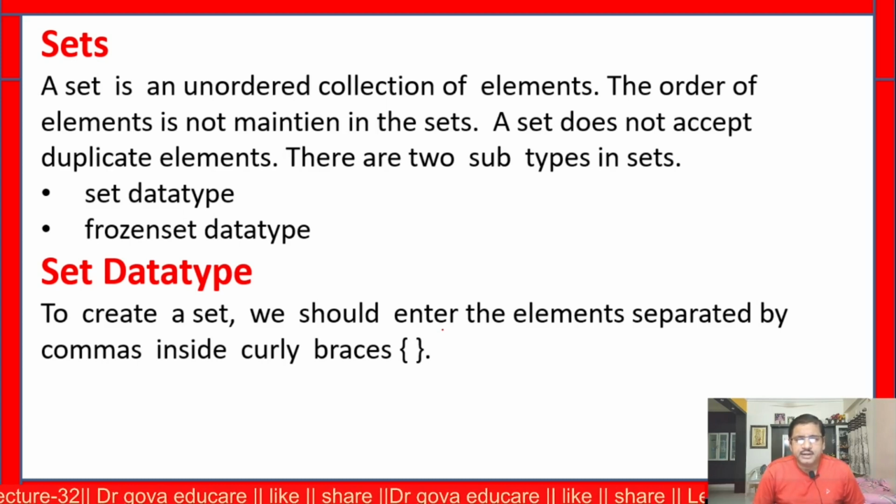Now in the set data type, there are two subtypes. The first one is the set data type. The second one is the frozen set data type. First we will discuss the set data type. I want to create a set. We should enter the elements separated by commas inside the curly braces.